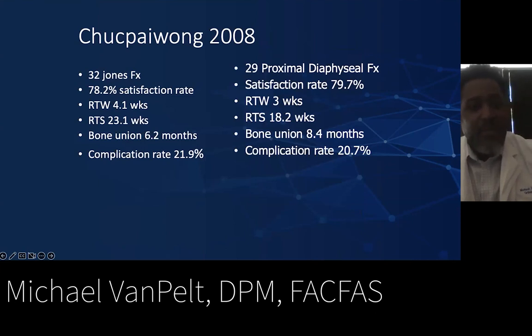And it had 29 proximal diaphyseal fractures with a satisfaction rate of 79% after treatment. Return to work was 3 weeks, return to sport was 18.2 weeks, bony union was noted at 8.4 weeks, and the complication rate was 20.7%. This is somewhat of an example where they use a cannulated 4.0 screw to fix these fractures.